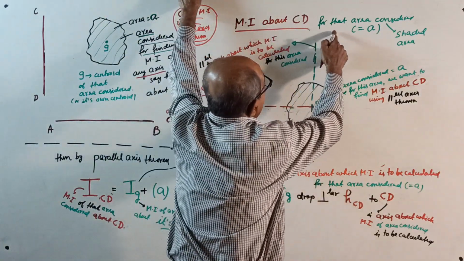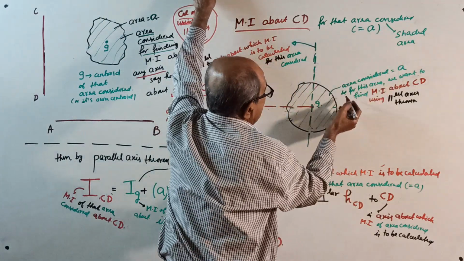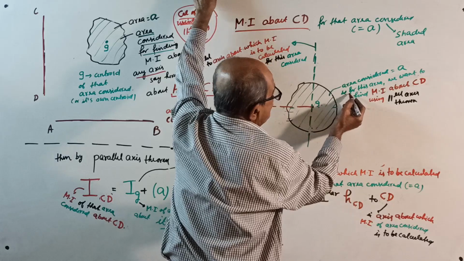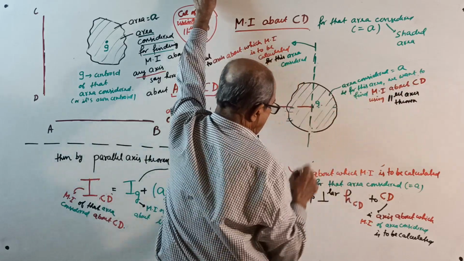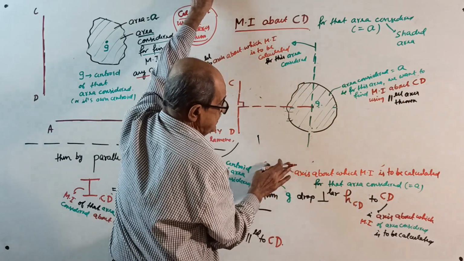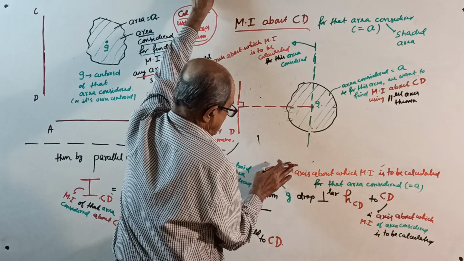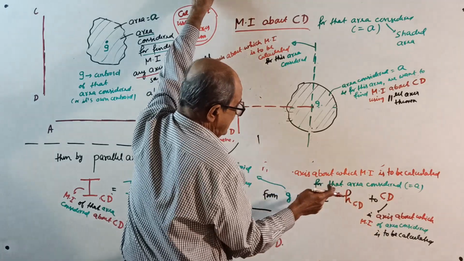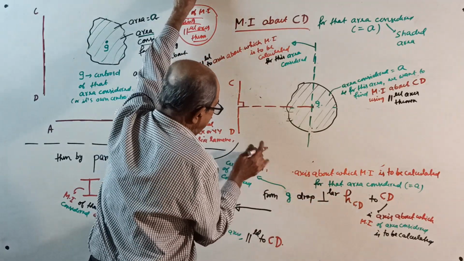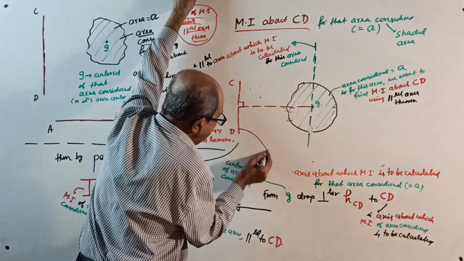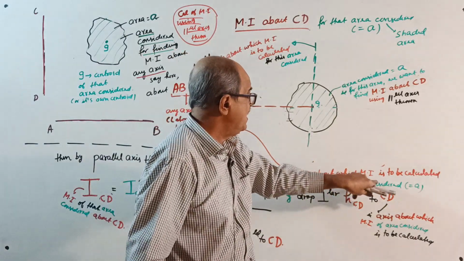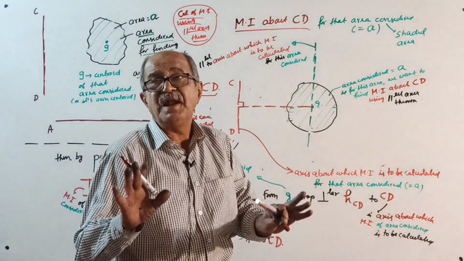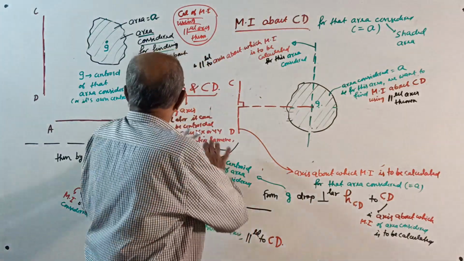Moment of inertia for that area considered, shaded area considered A, and for this area we want moment of inertia about CD using the parallel axis theorem. The axis about which the moment is required. Now CD. See what CD is? Right here now. CD is the axis about which moment of inertia is to be calculated. You should write after I correct everything. After I change everything, you should write.